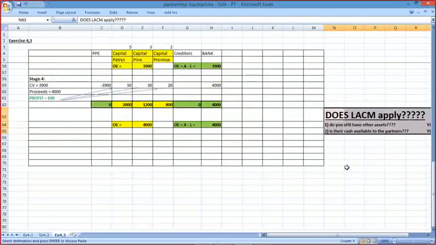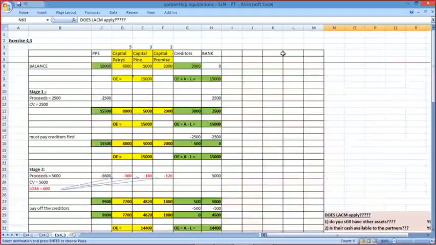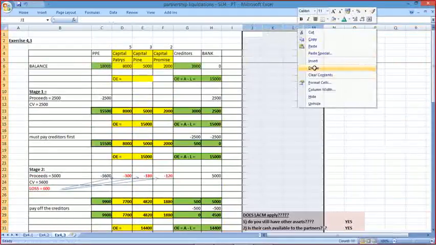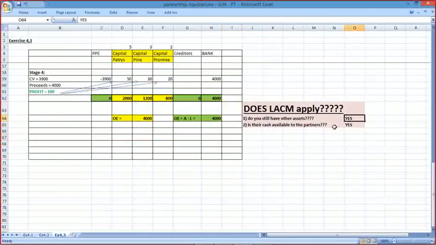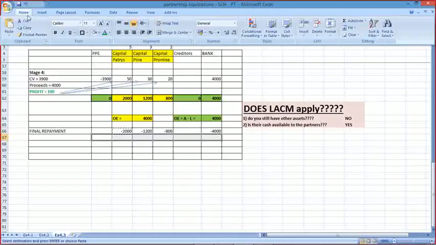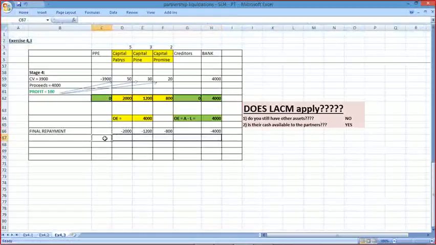So does the loss absorption capacity method apply here? Does it? No, it doesn't. I just want to delete these columns so you can see that other bit. Okay, so does it apply here? No, because there are no other assets. Yes. Okay, so then final repayments. Do you agree? Yep. And then we can show the zeros. Okay. All right, well done.